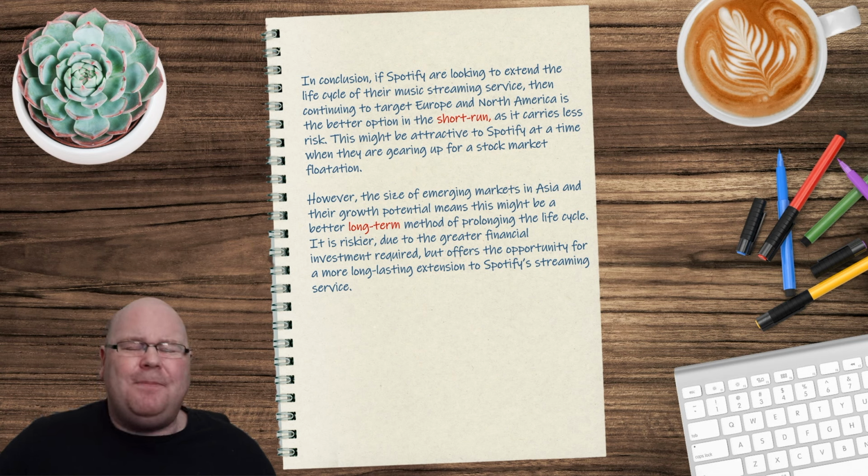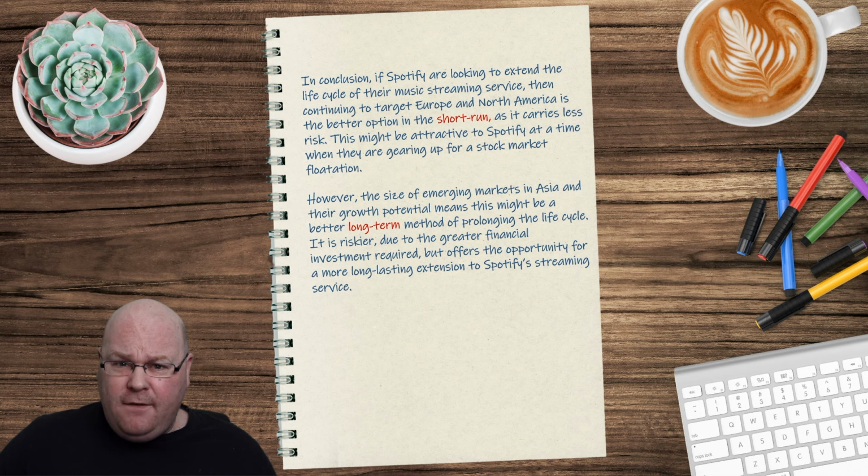We can say in conclusion, if Spotify are looking to extend the life cycle of their music streaming service, then continuing to target Europe and North America is the better option in the short term, as it carries less risk. There's our reason. Why are we going to pick one thing over the other? Well, we're going to pick option 1. It's less risky. Now, this might be attractive to Spotify at a time when they are gearing up for a stock market flotation. So we've got our reason, but we've justified it.